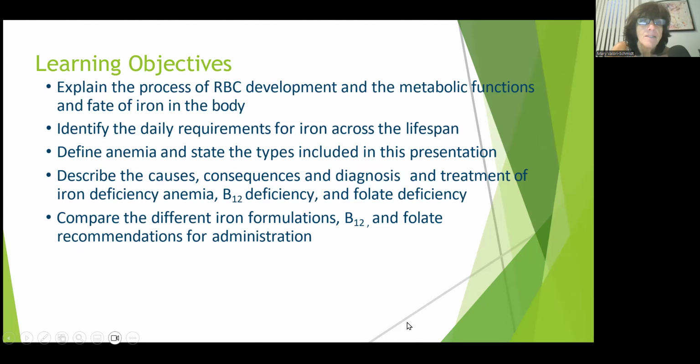Okay. So our objectives are going to be, we're going to be able to explain the process of red blood cell development and the metabolic functions and fate of iron in the body. Identify the daily requirements for iron across the lifespan, define anemia, and state the different types that are included in this presentation. Describe the causes, consequences, diagnosis, and treatment of iron deficiency anemia, B12 deficiency, and folate deficiency. Those are nutritional deficiency anemias. And then compare different iron formulations, B12 and folate recommendations for administration.